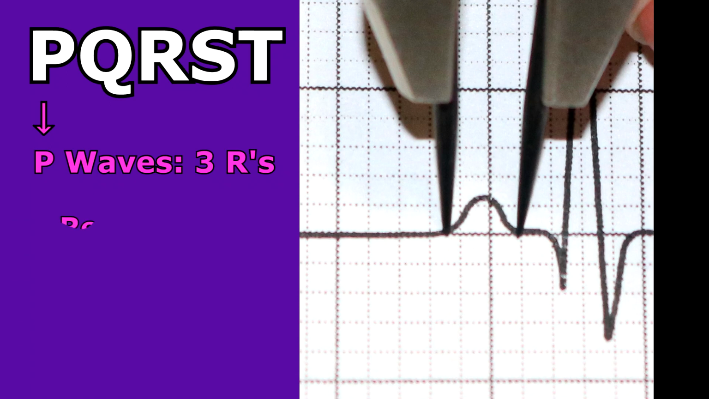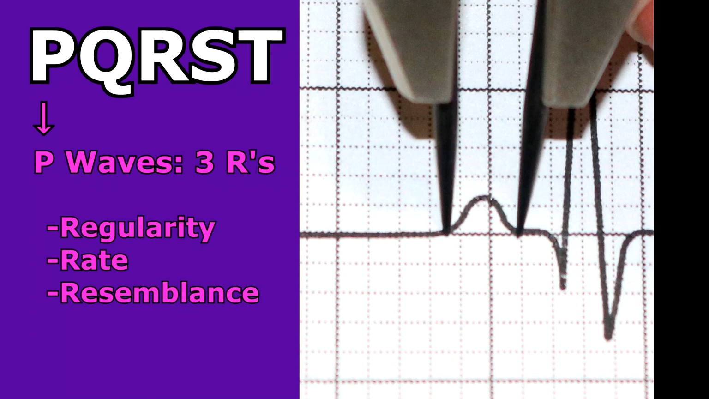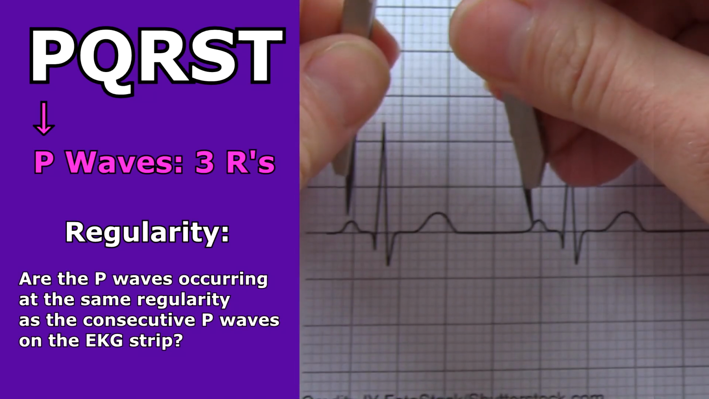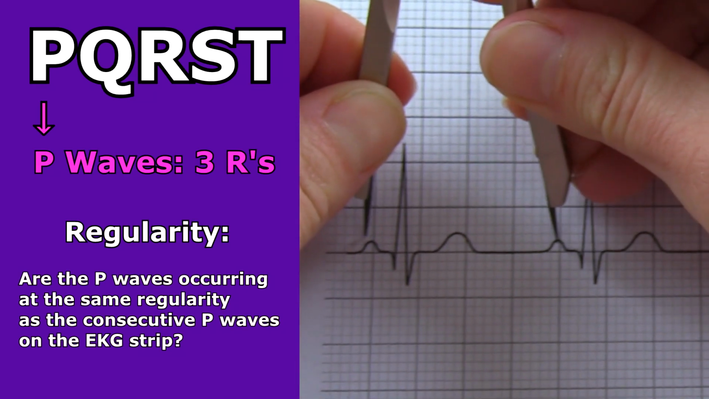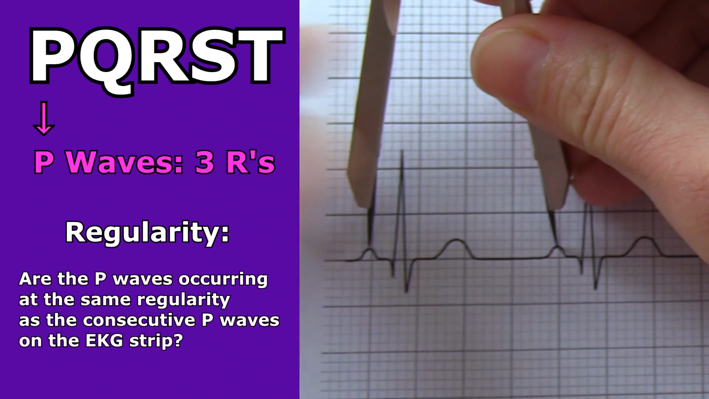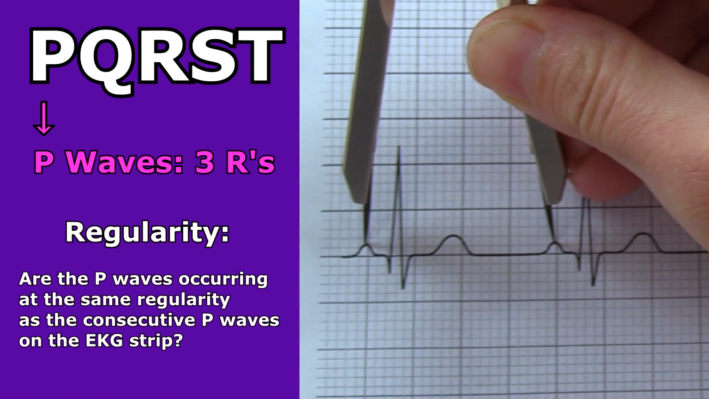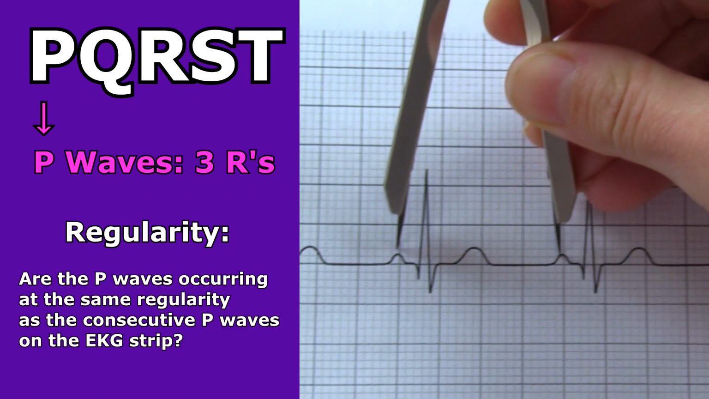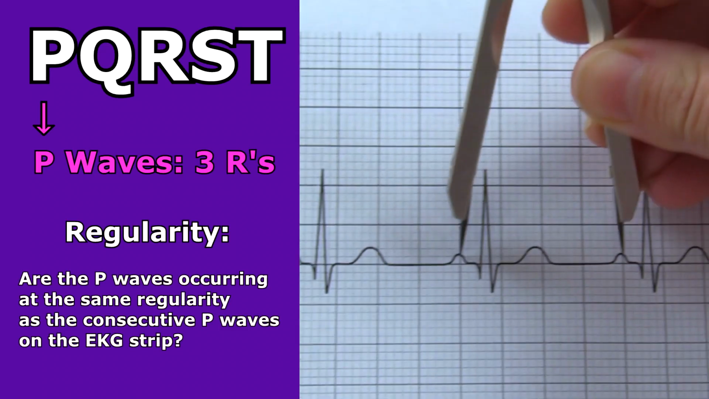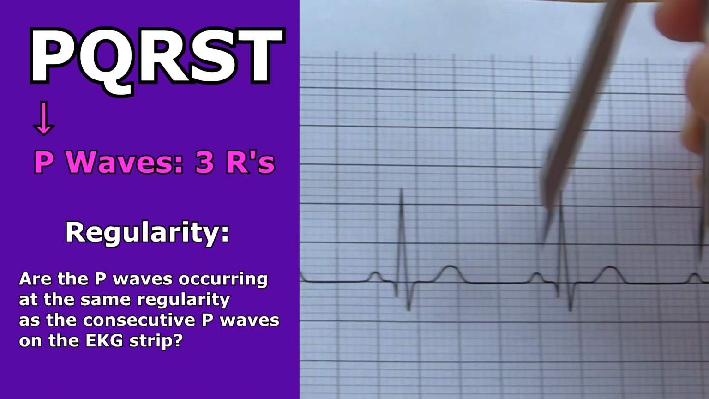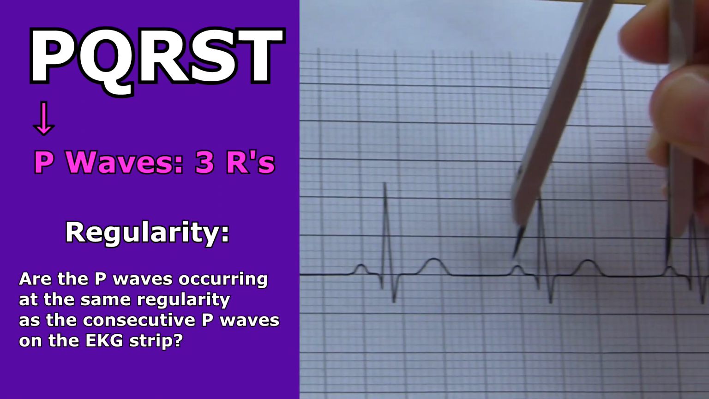And we're thinking of the three R's: regularity of those P waves, the rate, and the resemblance. First, regularity. Ask yourself, are the P waves occurring at the same regularity as the consecutive P waves on that EKG strip? The P waves represent atrial. With your calipers, you can start at the first P wave, spread it out to the second P wave, and just go from P wave to P wave and make sure that they're all lining up the same distance. If you don't have calipers, you could use some paper.